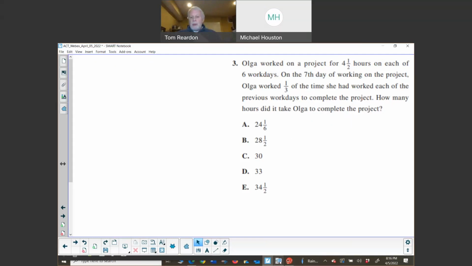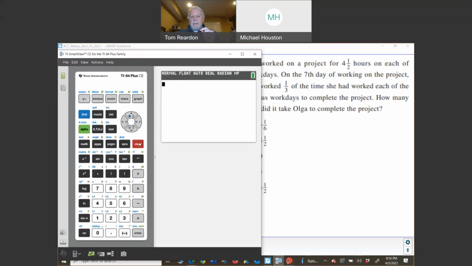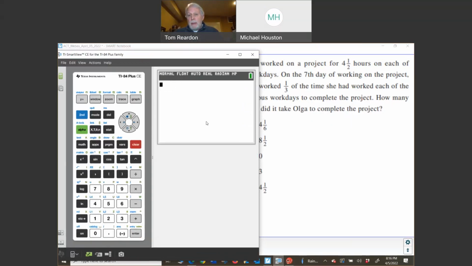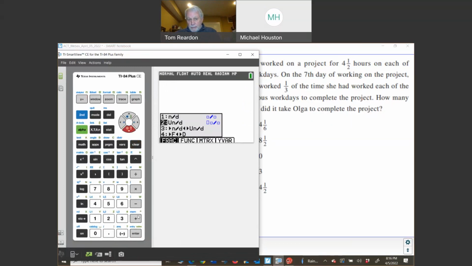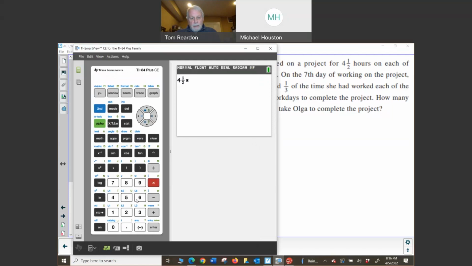Now, the reason I want to show this one is the 84 does have mixed number capabilities in it. And that would be under alpha y equals. And you can see it here in number 2. So I can write 4 as the whole number, and then 1/2, 4.5. And I need to multiply that by the 6 work days, plus, and then she's going to do a third times 4.5.